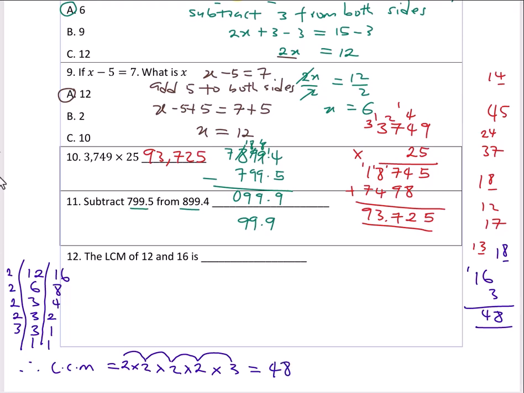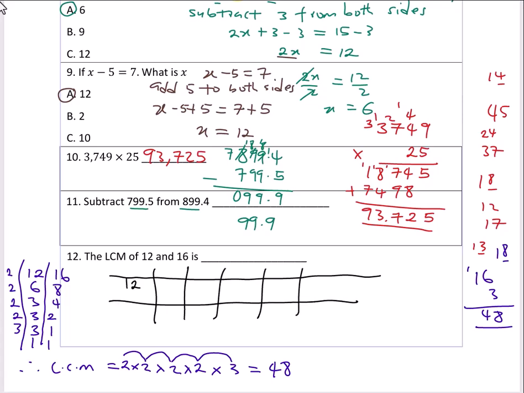Let's use another method. For the other method I want to use, we'll have to just write down the multiples of 12 and 16. So at least let's write like 5 multiples of both 12 and 16. Okay, don't mind my drawing, but it's all good. So 1, 2, 3, 4, 5. I want to write like 5 multiples.